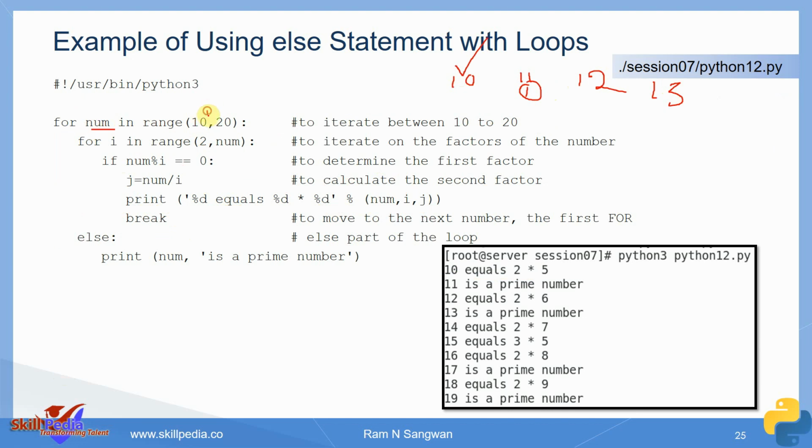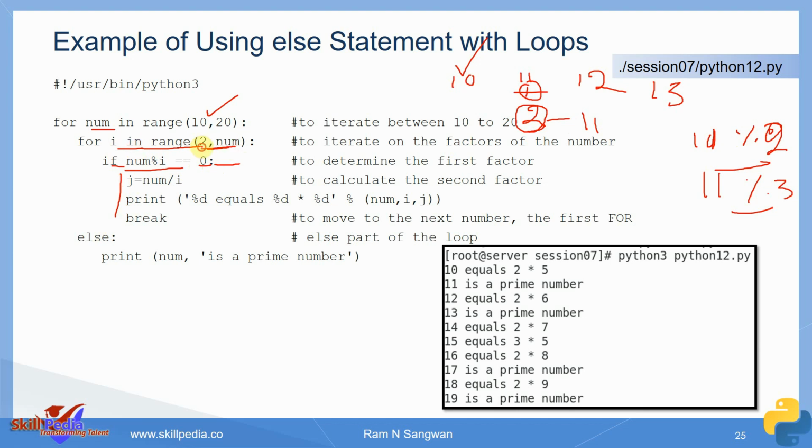So a number is 11. We are here. For i in range 2 to number, that means from 2 to 11. If num percent i, right now i is 2. So what is 11 percent 2? Is it equal to 0? No. So if no, then increment it, because we are going one by one. Take it 3. Is 11 percent 3 equal to 0? No. So therefore this will now never be executed.